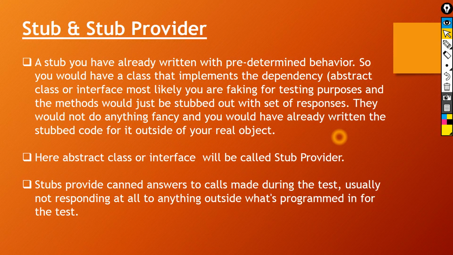Okay, so here one more thing. The abstract class or interface that we will be implementing in order to stub a class or method is known as the stub provider. Okay, so it will be called the stub provider. If you want to summarize it, you can say a stub provides canned answers to calls made during the test, usually not responding at all to anything outside what is programmed in for the test. Okay, so this is the definition of stub and stub providers.